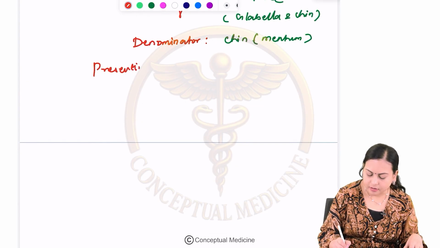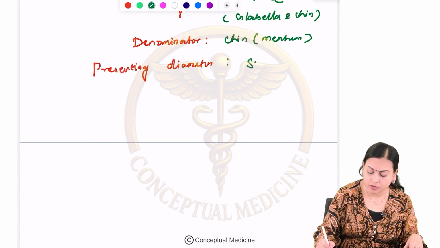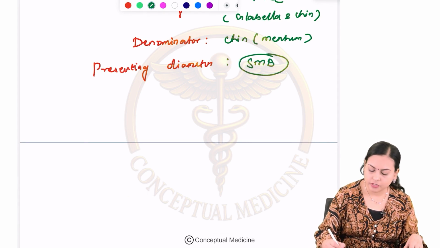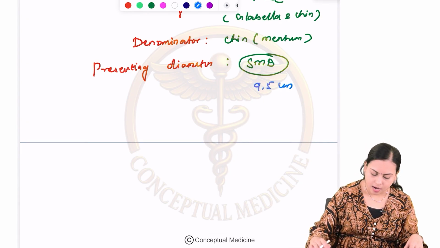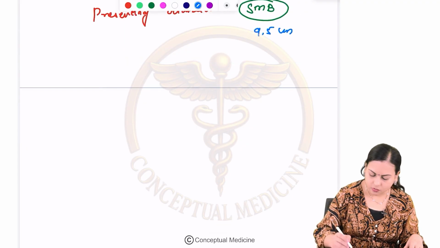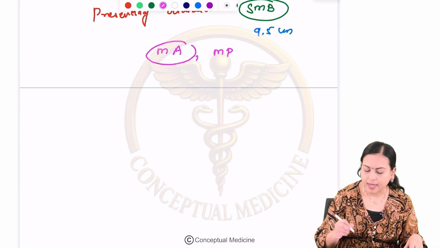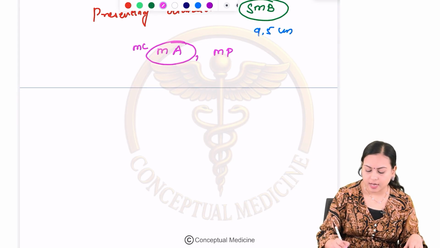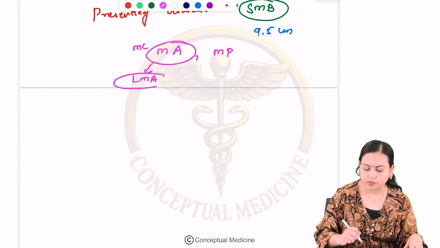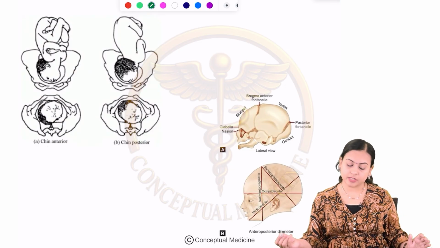Presenting diameter in face presentation is going to be the submentobregmatic diameter, which is around 9.5 centimeter, right? And then you have to know that there are mento-anterior positions as well as mento-posterior positions, and among these, mento-anterior position is most common, and among mento-anterior positions, left mento-anterior position is the most common one. Clear? Right. So we'll see these images now for better understanding.